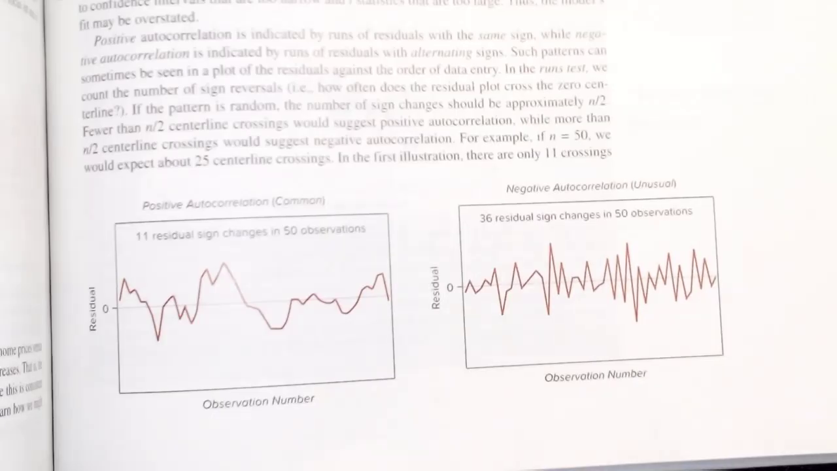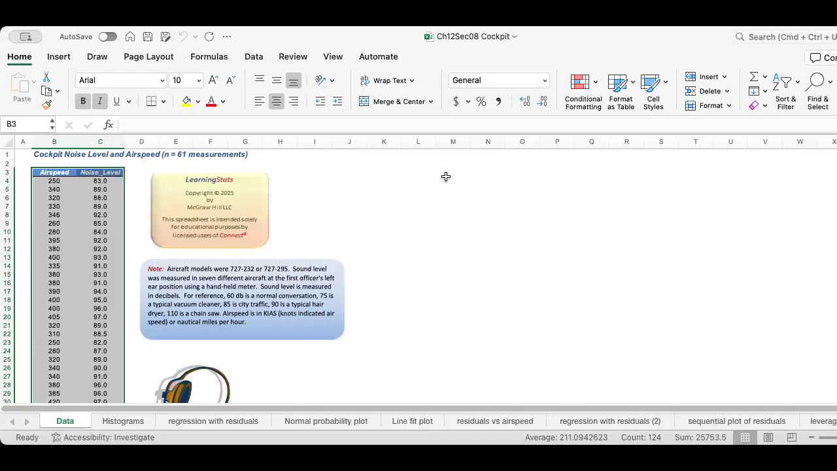Let me do another example from scratch. Close this here. This example is about cockpit noise. In an aircraft, we have sound levels, and we're going to measure the cockpit noise.